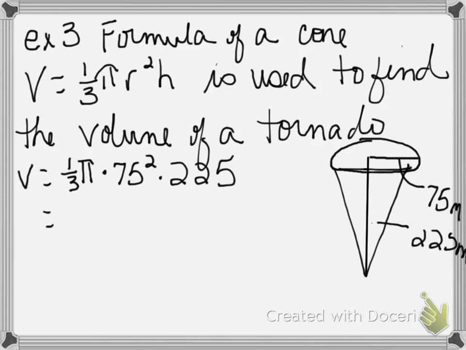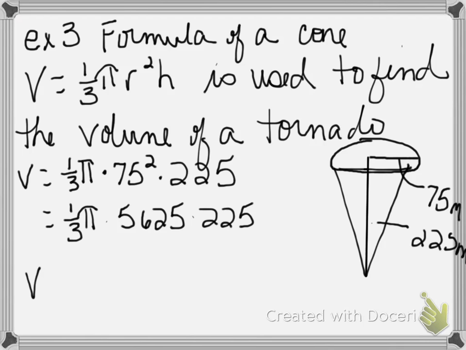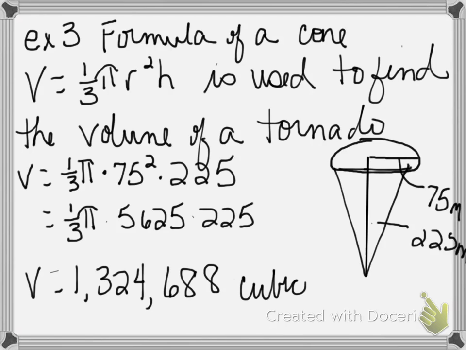Order of operations says I'm going to square 75 first. And then I am going to multiply, and you can use a calculator for all this. I'm first going to multiply 5,625 times 225. Then I'm going to plug in 3.14 for pi. Multiplying by 1/3 is the same thing as dividing by 3. So I'm just going to plug all of this into the calculator and get 1,324,688 cubic meters.